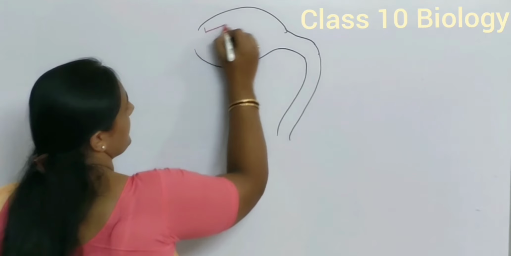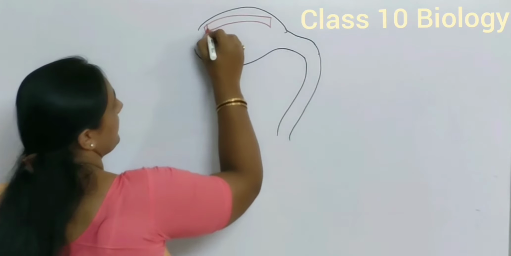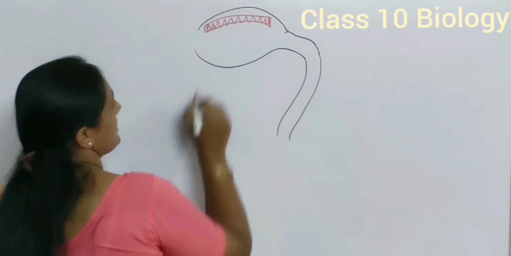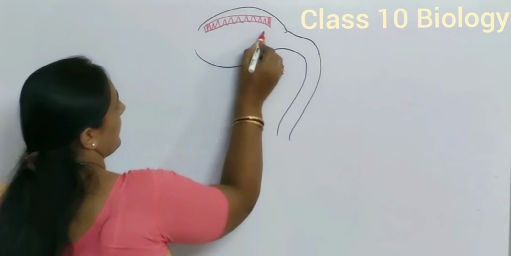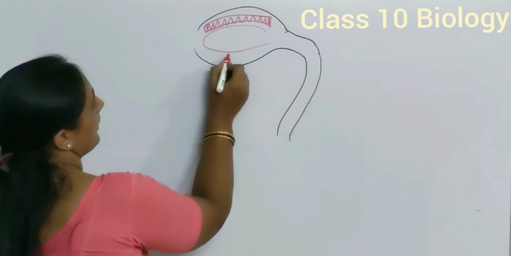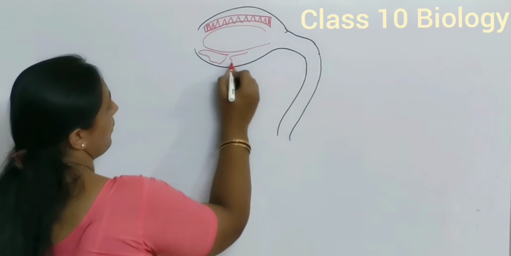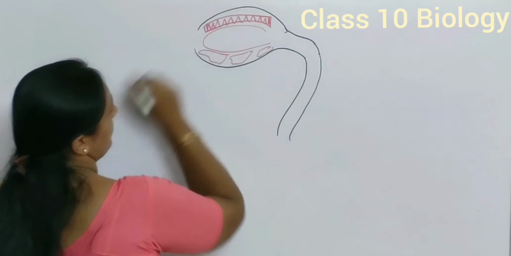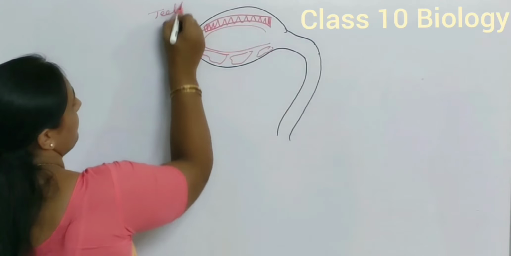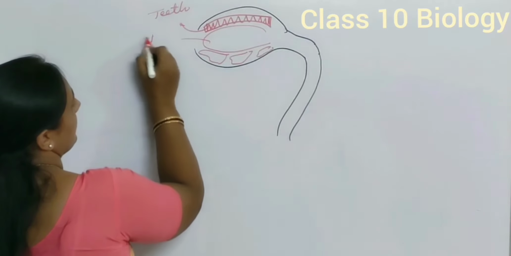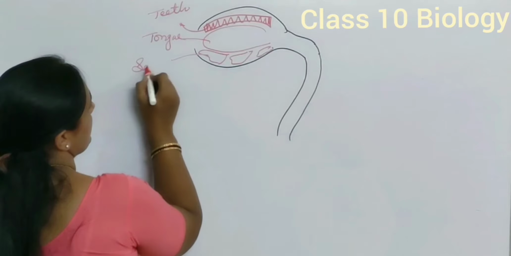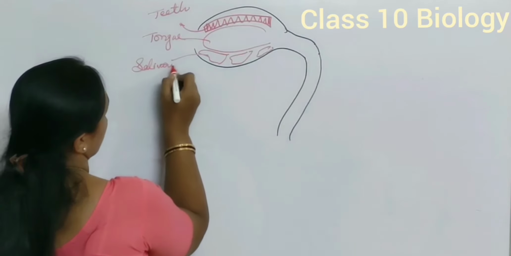In the oral cavity we have an arrangement of 32 teeth. There are 2 jaws, with 16 teeth on each jaw. A centrally placed flattened muscular structure, the tongue, and 3 pairs of salivary glands are present. This is the oral cavity, which comprises teeth, tongue, and salivary glands.